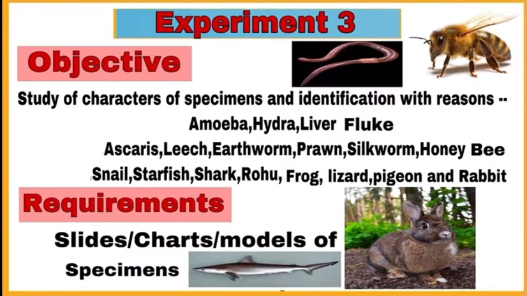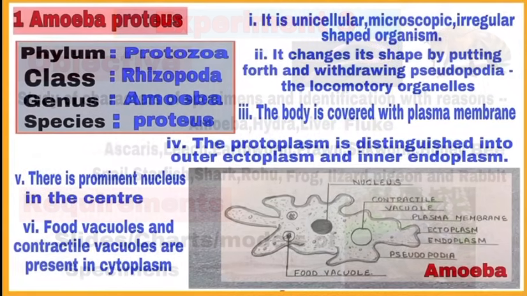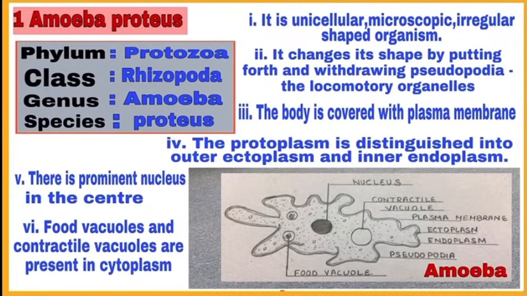Then write the requirements. We require slides, charts and models of specimen for identification and for comments. First organism is Amoeba proteus. It belongs to phylum Protozoa and class Rhizopoda.